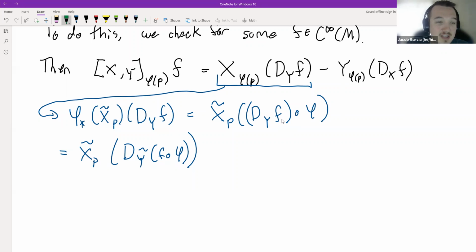Another way that this is written, and honestly, this is the way that I prefer writing this, is instead of writing this capital D of Y, I just prefer writing the vector field right next to the function, right? So another way that you could have written this equivalently, this first step, you could have written like phi star x tilde p of just yf, right? And this is how Lee likes to write it in Lee's textbook. He just likes to write these adjacent, right? But okay, so what's happening here?